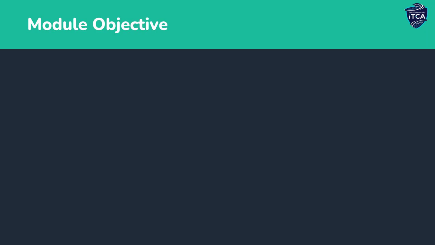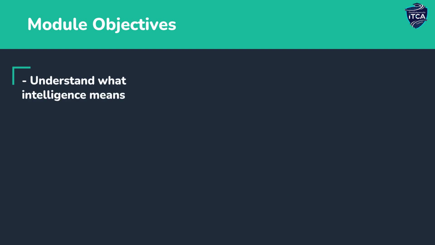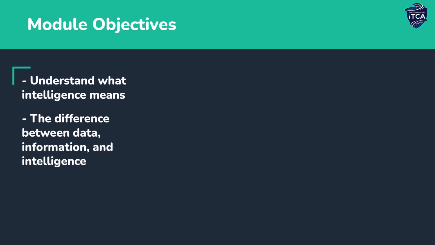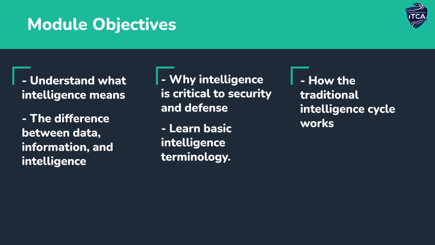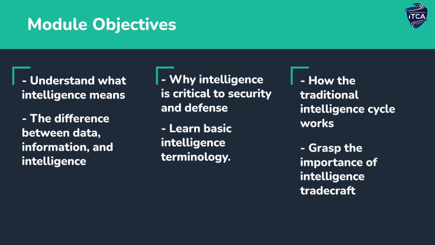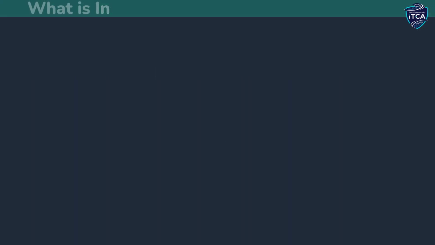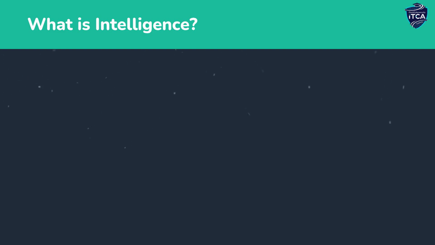By the end of this module, you will understand what intelligence means in simple terms, the difference between data, information, and intelligence, why intelligence is critical to security and defense, how to use basic intelligence terminology correctly, how the traditional intelligence cycle works, and the importance of intelligence tradecraft and analyst ethics. Let us begin with the most important question.